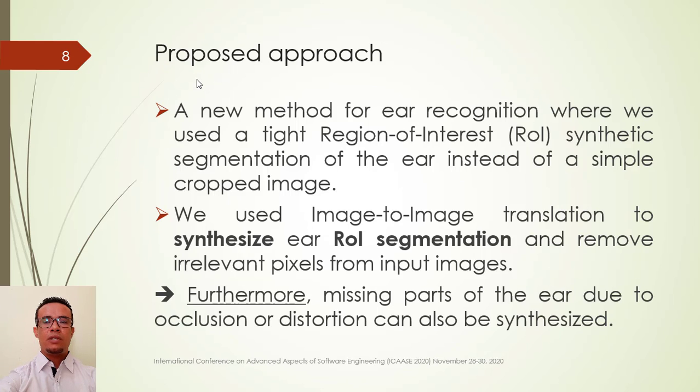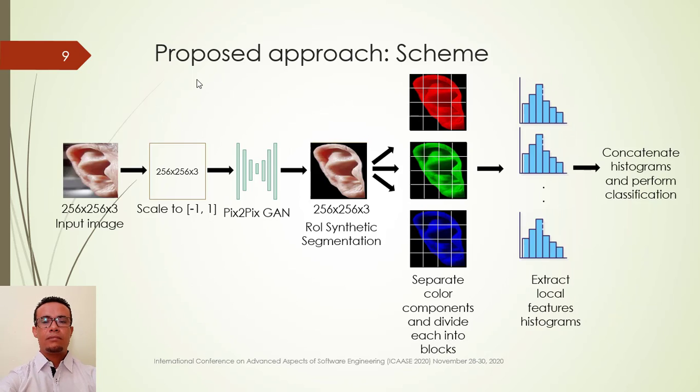In our proposed ear recognition scheme, we used a tight region of interest synthetic segmentation of the ear instead of a simple cropped image. The region of interest segmentation is synthesized using image-to-image translation, and it is free of all irrelevant pixels. Furthermore, missing parts of the ear due to occlusion or distortion can also be synthesized.